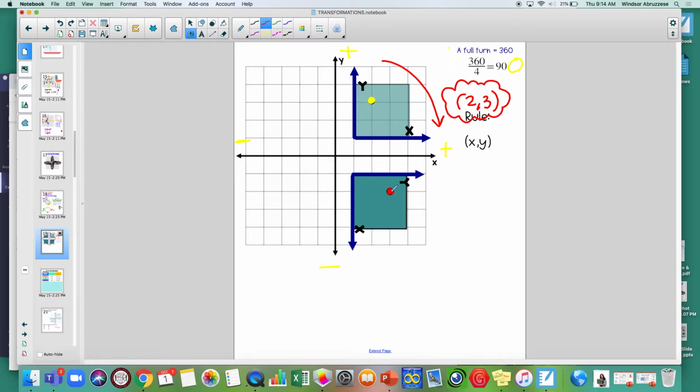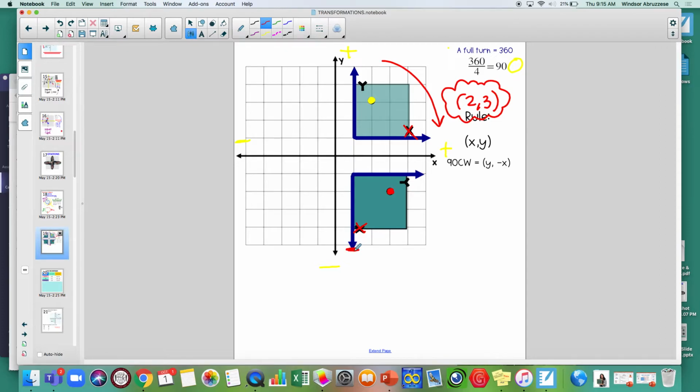I have ultimately switched the places of my x and y, because originally my x was here, and now it's on the y-axis. They kind of flip-flopped. But my y is positive, and now my x down here is negative. So to describe that rule, for 90 degrees clockwise, we take our original coordinate, which is 2, 3, and we flip-flop the x and the y, and we do the opposite for whatever the x is, because now my x was negative down here, because it's facing in the negative direction.